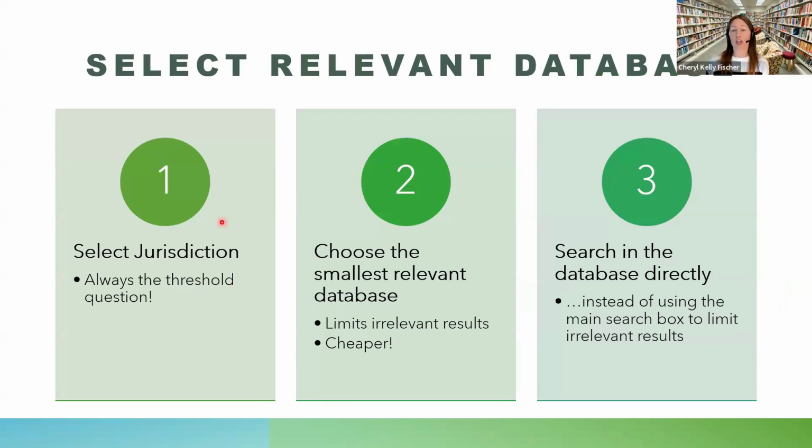So once you've got good, not lazy, not junk keywords, but good ones, then you're going to select your relevant database. And so you're not just going to put your keywords into the main search bar at the top of Lexis or Westlaw, but you're going to select a relevant database. It's going to make your search more efficient. So take a look at your jurisdiction. Use the smallest relevant database possible, and then search in that database directly.